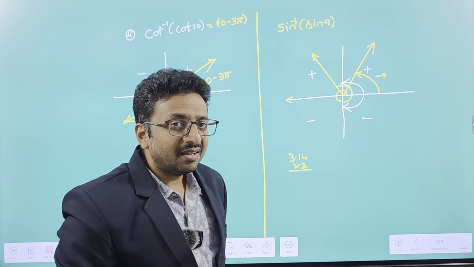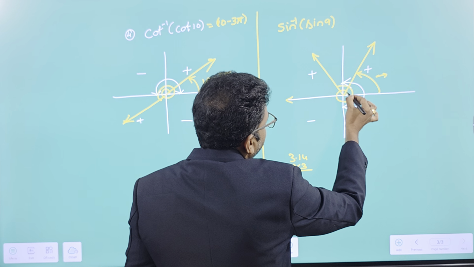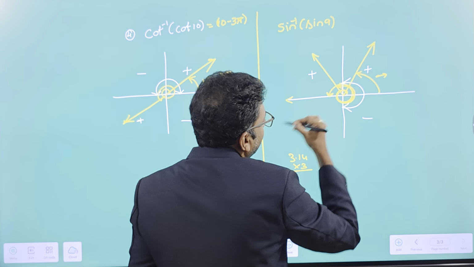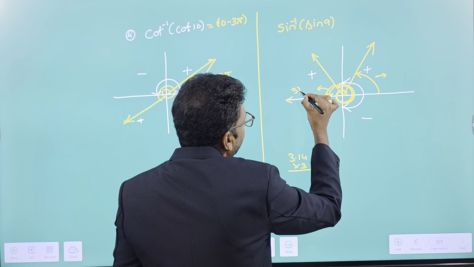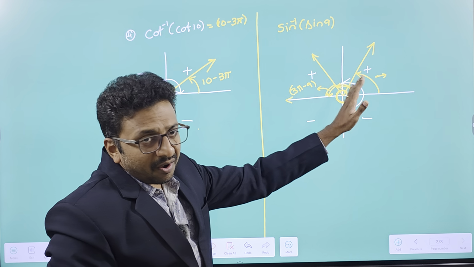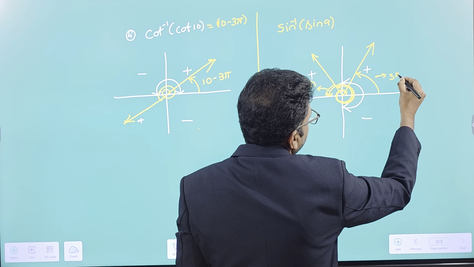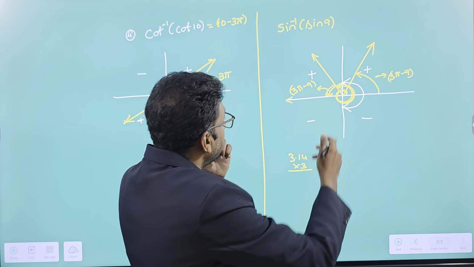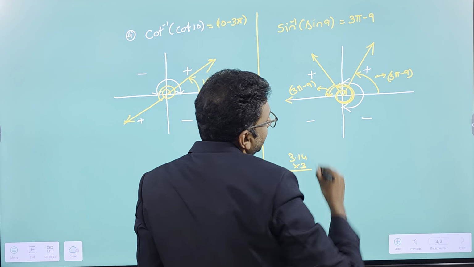What is the magnitude of that angle? How do we do it? From here to here is 9 radians. From here to the total is 3 pi radians. So this small angle is 3 pi minus 9 radians. By laws of reflection, 3 pi minus 9 will get carried over here. So this is 3 pi minus 9 radians, right? So sine inverse of sine 9 is 3 pi minus 9.